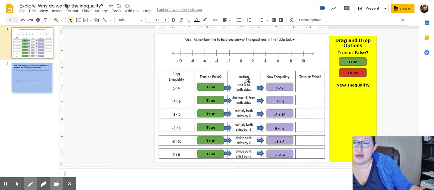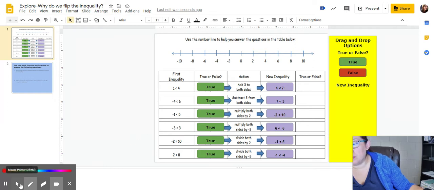It then said to take your first inequalities and apply these actions to move to a new inequality. Okay, so looking here, it says to add 3 to both sides. So if I add 3 to 1, I get a 4. And if I add 3 to the 4, I get a 7. So my new inequality is 4 is less than 7.